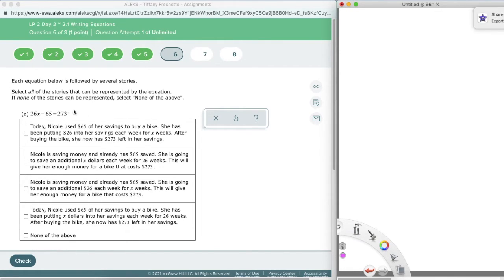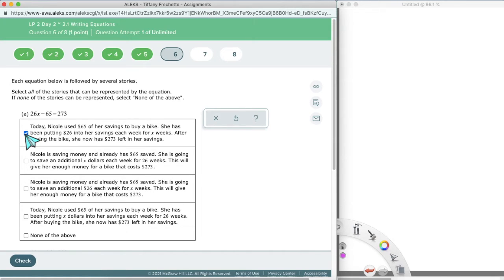After buying the bike, she now has $273 left in her savings. Okay, there's my total, so that works. Because I had a subtraction of 65, that she used the $65. She's been saving $26 per week for X weeks. That's 26 times X, and my total is 273.